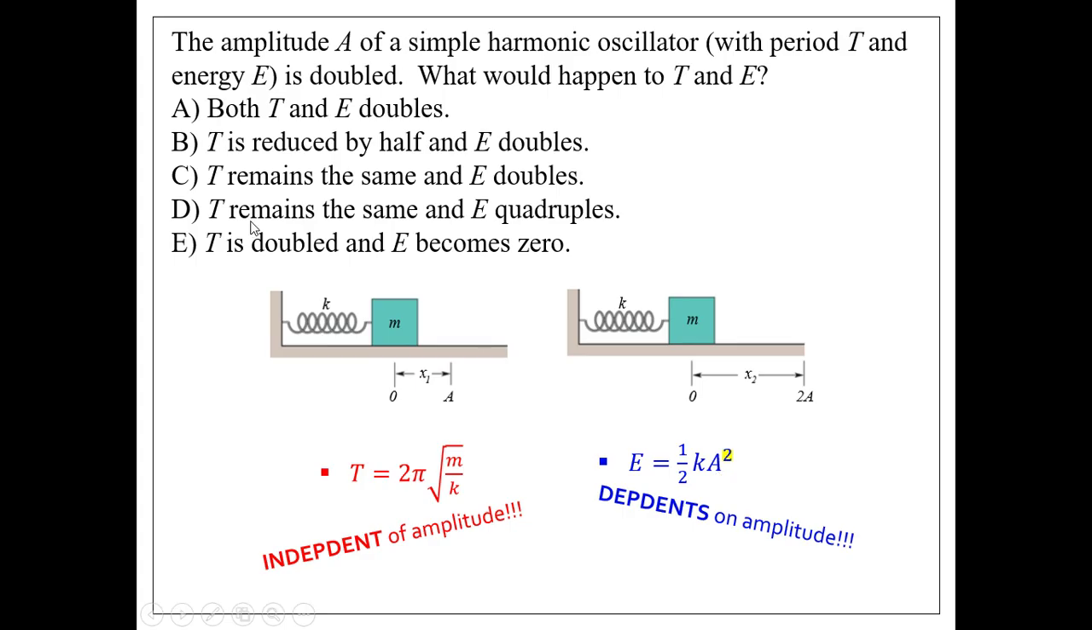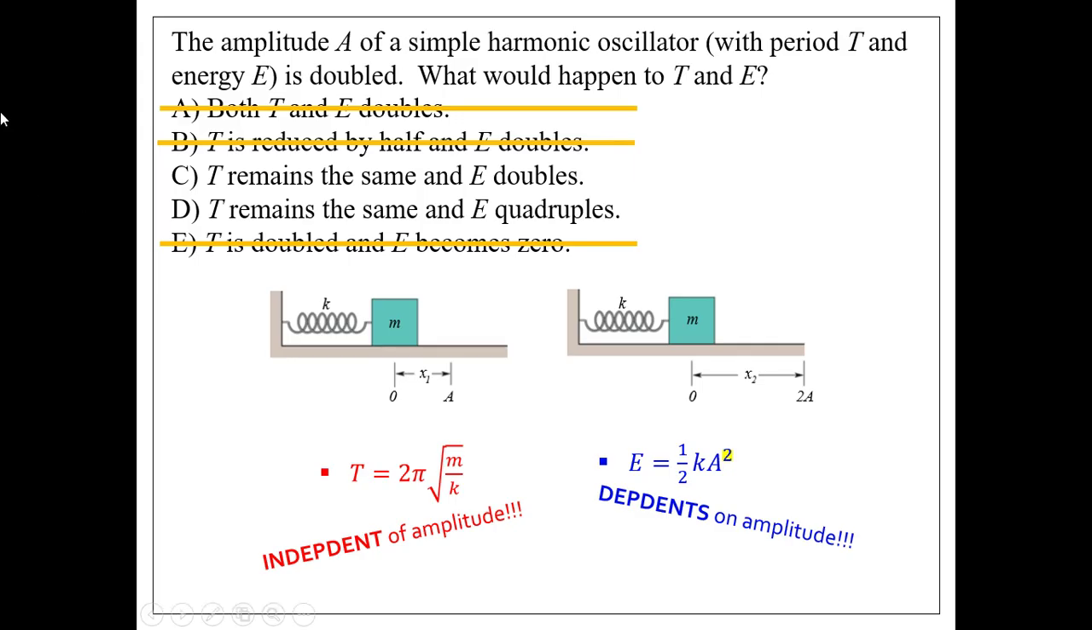All right, so let's go ahead and use deduction here. I'm just going to cross out A because it says both T doubles. Well, first of all, I don't even care about E. The fact that it says T doubles is wrong because T stays the same, because it does not depend on amplitude. B says T is reduced. Well, no, it can't reduce. It stays the same. So I'm going to cross that answer choice out. And then C says T remains the same, so I'm going to keep it as is. D says T remains the same, so I'll keep it as is. And then E says T is doubled. Well, it cannot change. It can double, it can halve, it just can't change. So that leaves me with choice C and D.